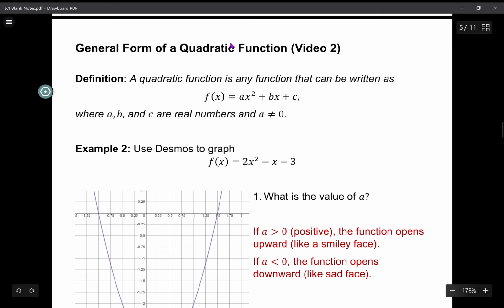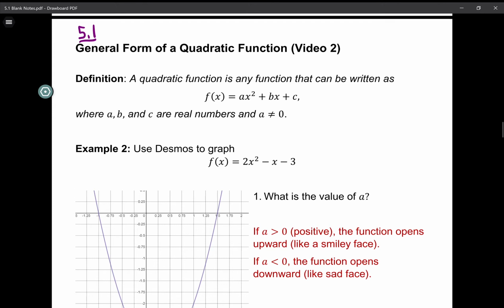All right, here we are for video 2 for section 5.1. And this time we're going to do a little more algebra-y function equation kind of stuff. So a quadratic function is any function that can be written as f of x equals ax squared plus bx plus c, where a, b, and c are all real numbers and we want a not equal to 0. If a equals 0, we just have a linear function.